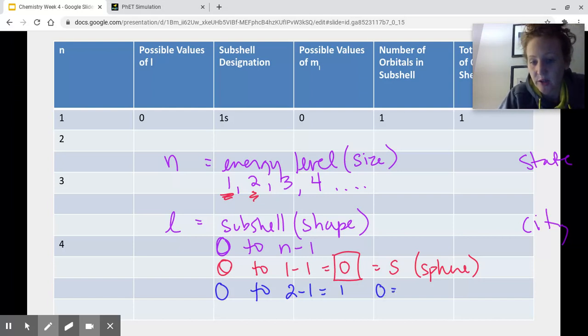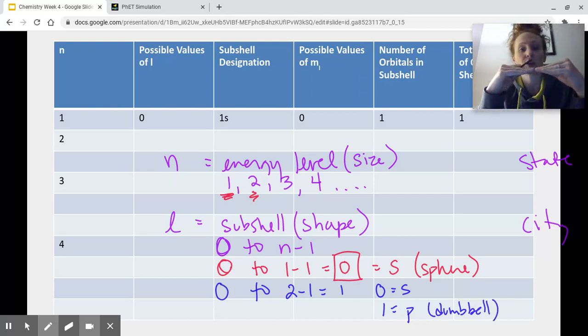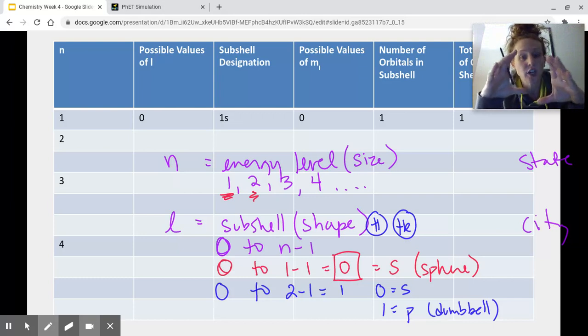We can have the 0 shape, which is S. We can have the 1 shape, which is P. And a P is a dumbbell. And so that's why on the periodic table, on that very first row with hydrogen and helium, where they each only have one ring, right? That's the first energy level. And there's only one shape inside that first energy level. And that shape is a sphere. But when you get to the second energy level, that second row on the periodic table, you can have two shapes. You can have a sphere and you can have a dumbbell.